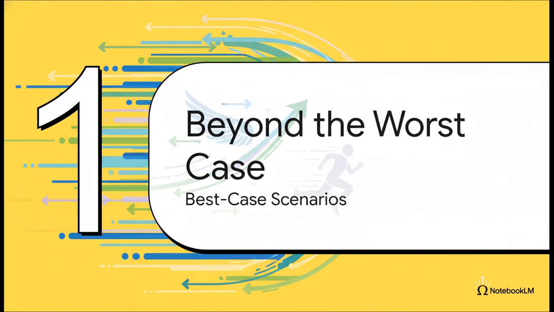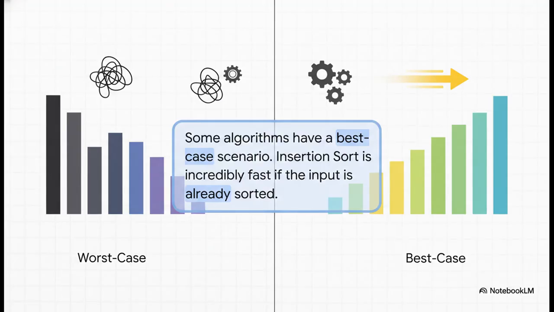Because not all algorithms are the same. Some of them have a secret weapon, a best-case scenario, where they just absolutely fly. Okay, let's take a super classic example, insertion sort. Its whole job is to sort a list. You hand it a list that's a total mess, completely random, and yeah, it's got a lot of work to do. But what if the list you give it is already sorted? It basically just zips right through it, confirms everything's in order, and it's done. That's its best case scenario.